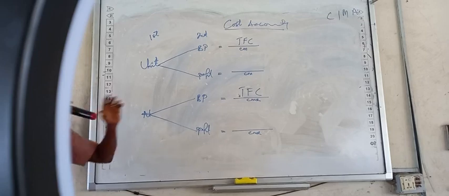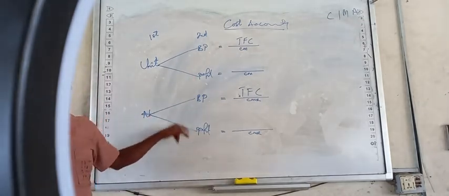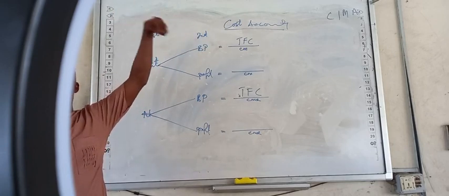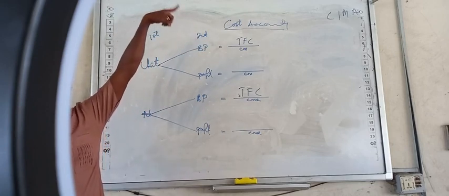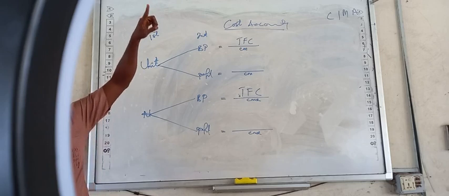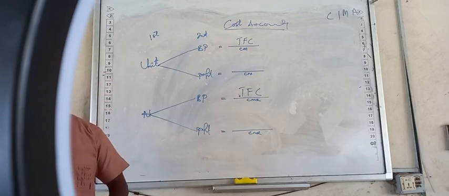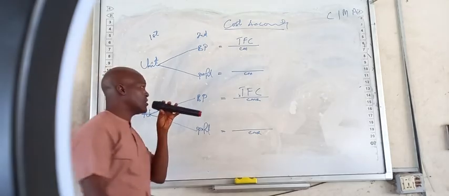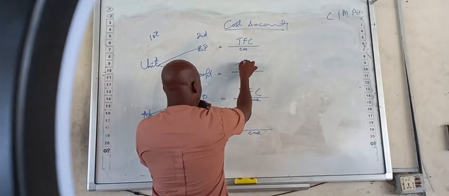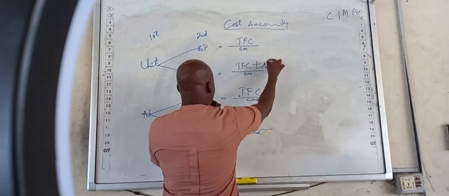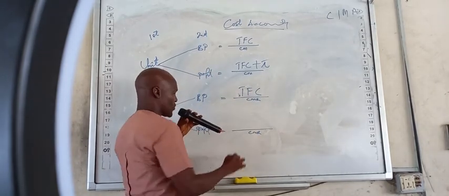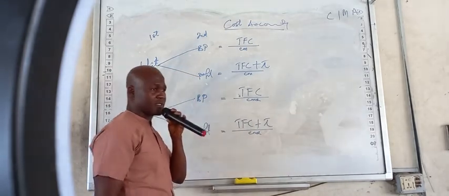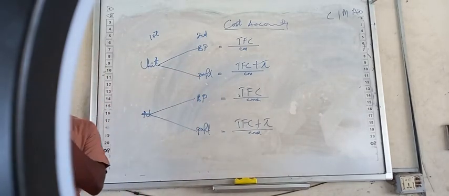But when I want to make profits, we said it in the graph that for you to make profit, you must operate above break even. So if I want to make profit, I have to add something to TFC so that I can operate above break even. So if I want to make profit, it will be TFC plus the profit I want to make. So it's as simple as that.